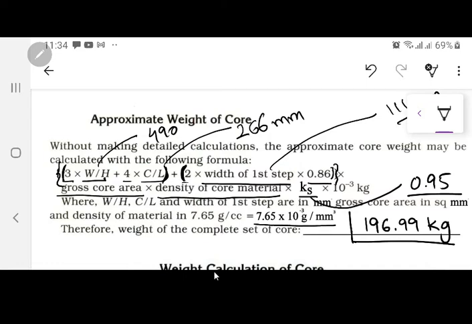Anyone else confirmed from two sources? Okay. So this is the approximate weight. If you are in a hurry and you want to find out the approximate weight of the core, this will give you the approximate weight.